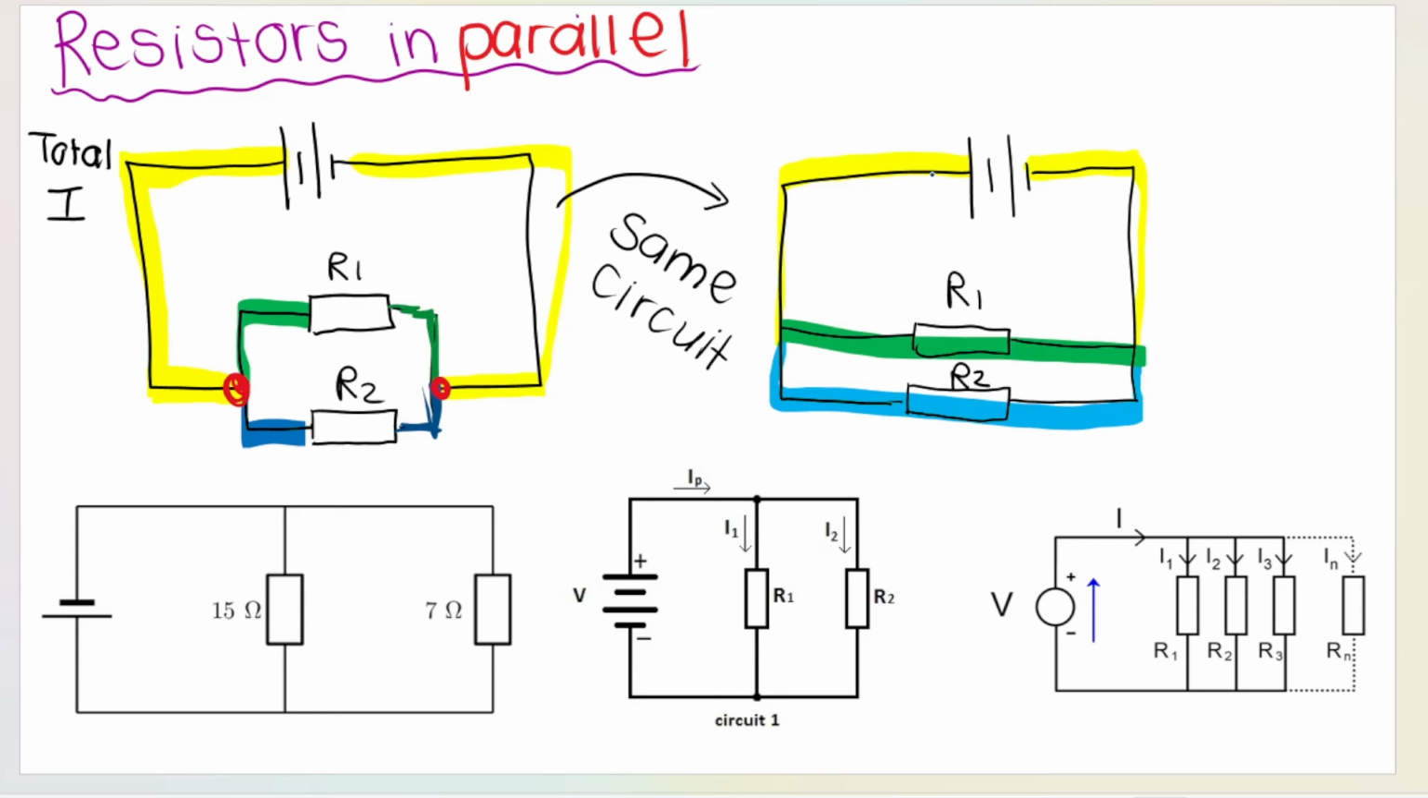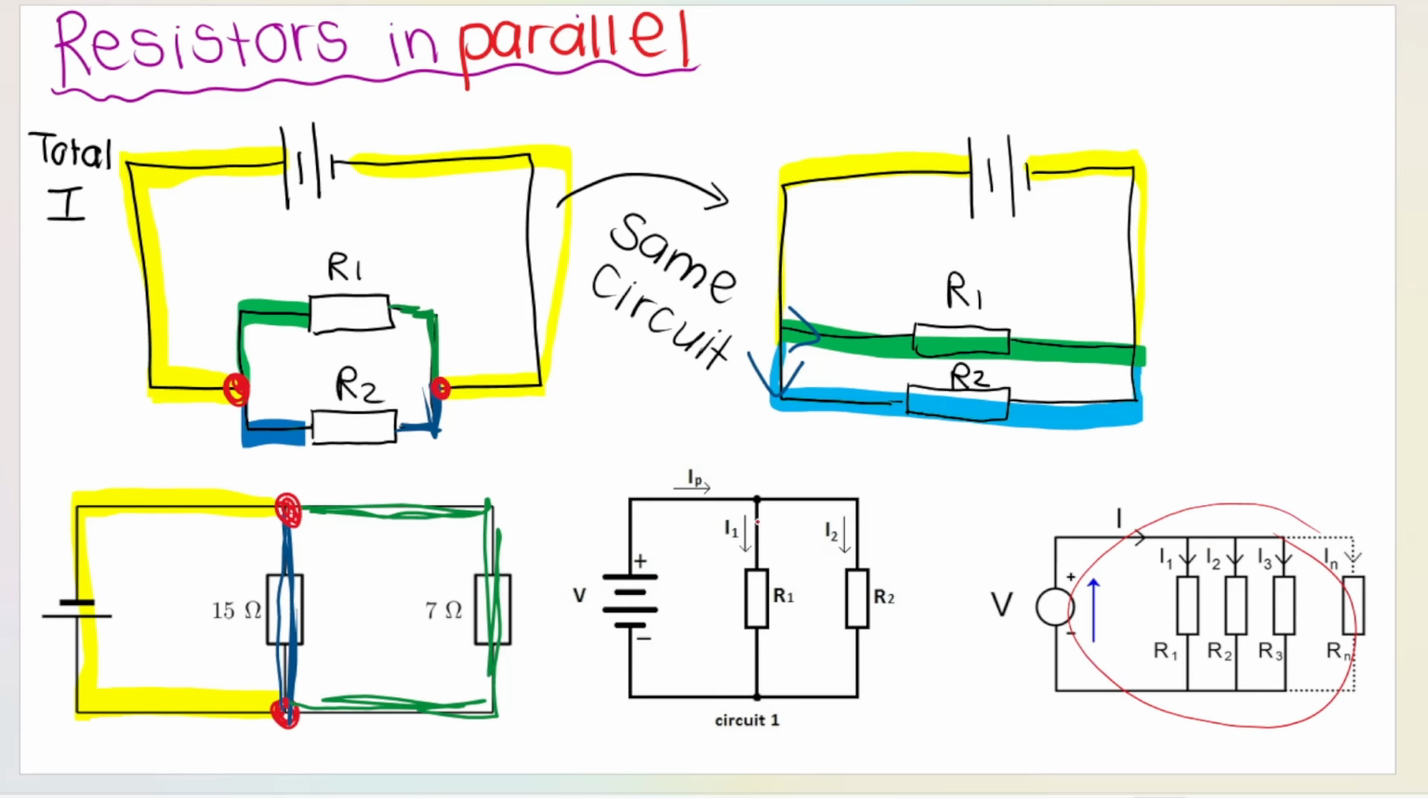This is the same thing, except the branching is drawn a bit differently. It splits there and there, R1, R2. This is basically the same representation: total current, then a split. Some of the current goes through this branch, the 15 ohms, and the rest goes through the 7 ohm branch like this, and then they join up again at this point. These circuits represent the same thing, except over here there are three resistors in parallel.